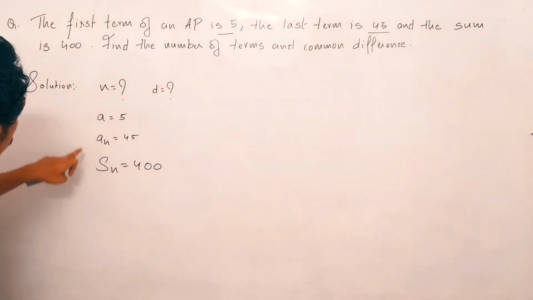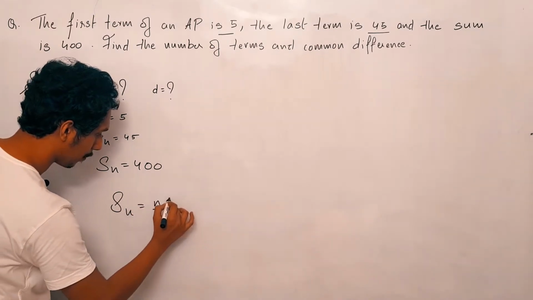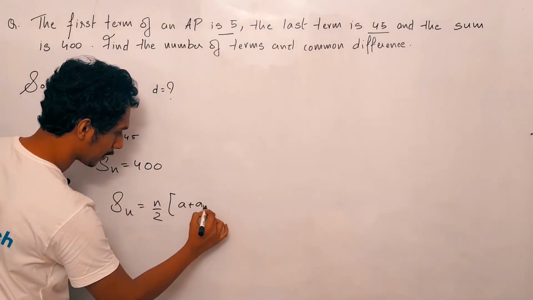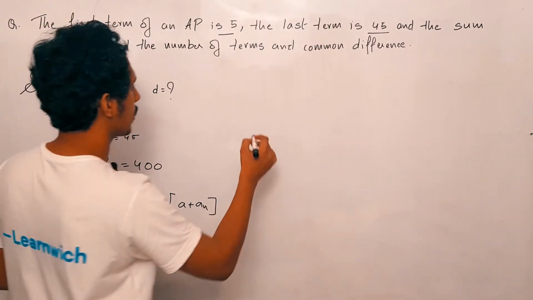We've already learned the formula relating to all these three. What is it? Sn equal to n by 2 into a plus an. We already know this formula. So let's substitute and get the answer.